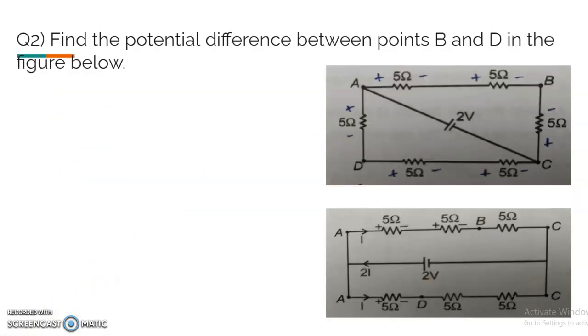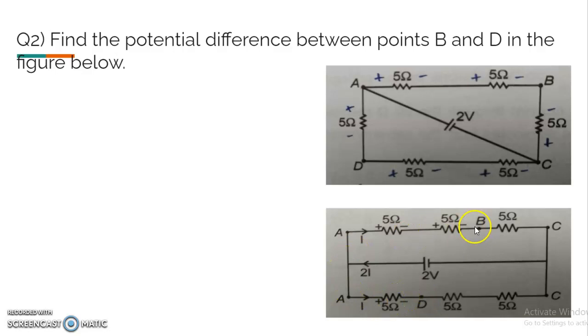Now moving on to the second question. Find the potential difference between the points B and D in the figure given below. Okay, first let us check the figure. So we are having 2 volt here, and each of these resistances is 5 ohm. Alright. So now we don't have to worry about anything. Now let us rearrange this circuit. Now on rearranging, we'll get this figure. You can find that the B is here and the D is here.